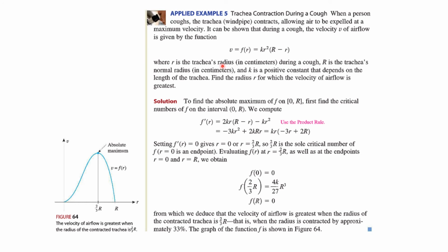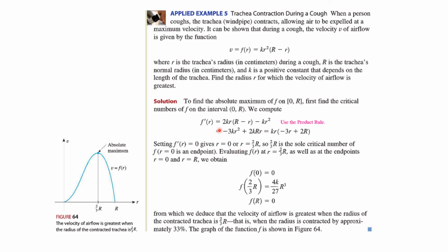Okay, so what we're going to do is try to maximize the velocity. So this r could run from 0 all the way to capital R. You see we want to find the absolute maximum of f on the interval 0 to capital R. So we're going to take the derivative of this. Now this causes us to use the product rule. So it's going to be the derivative of the first times the second, minus the derivative of the second with respect to r times the first. And notice that we get, using the product rule, minus kr squared.